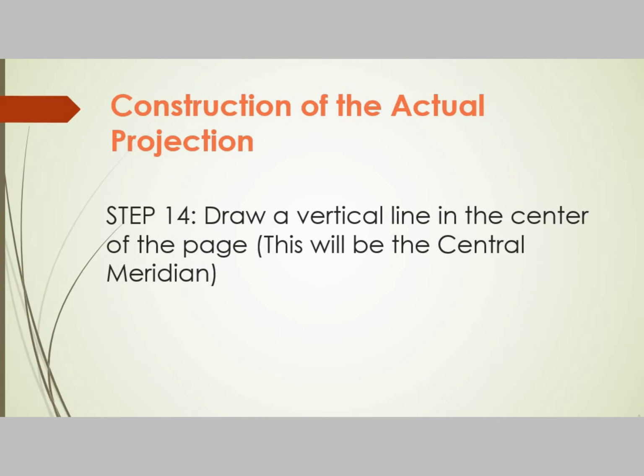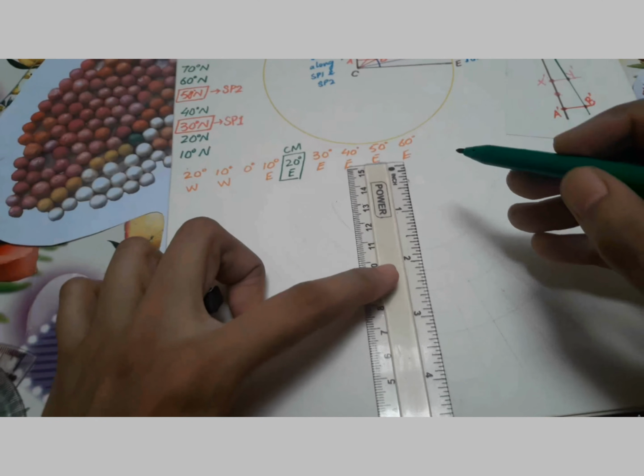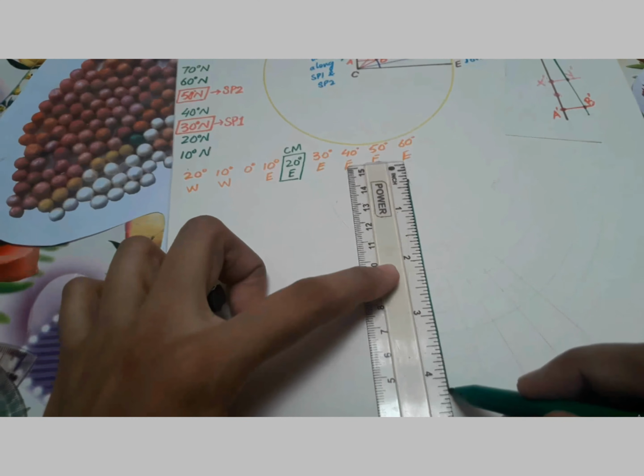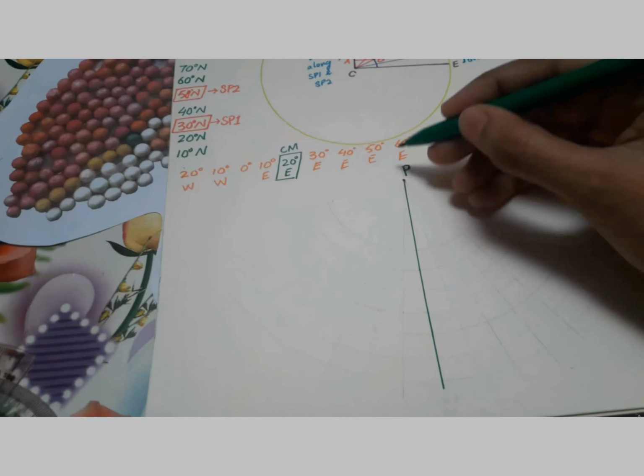Now we will start the construction of the actual projection, and as usual for conical projection we will draw a vertical line in the center of the page, and then we will mark the top of the line as P. So we will make a vertical line. After that, at the top we will label it as P.